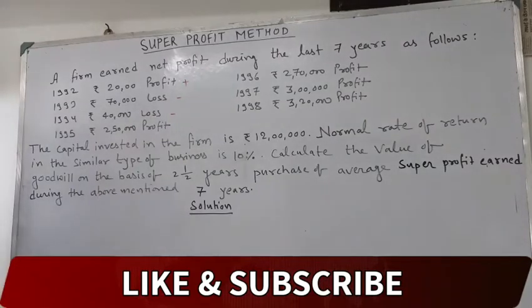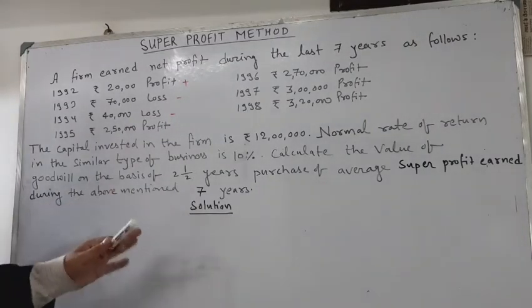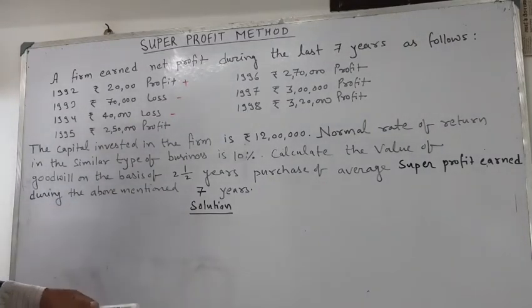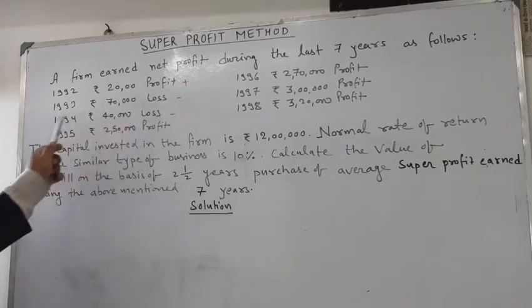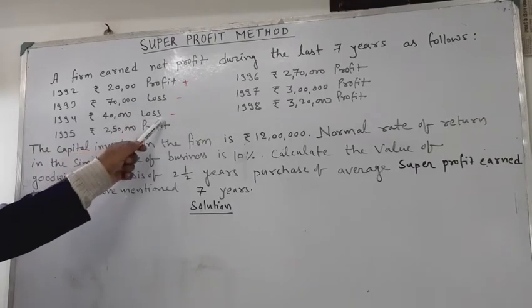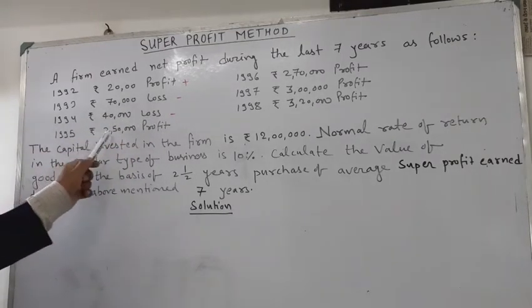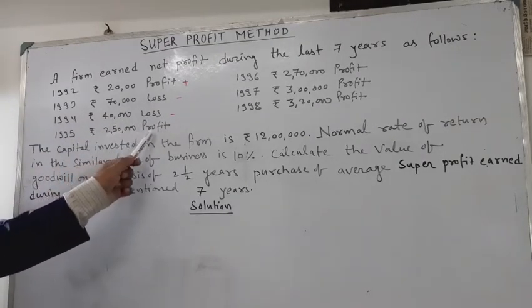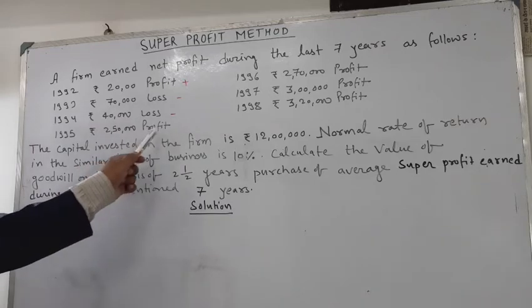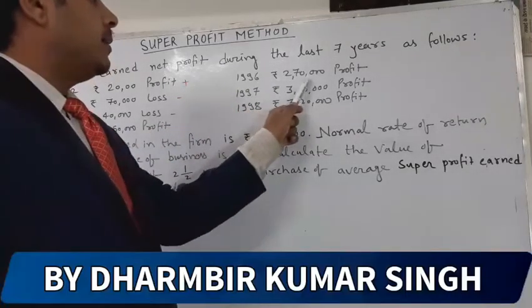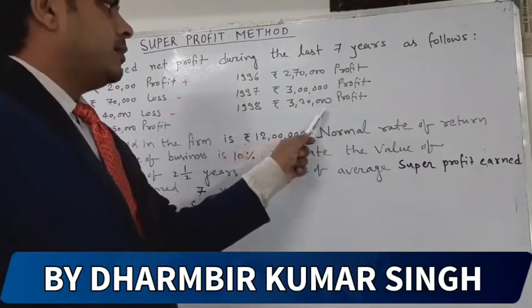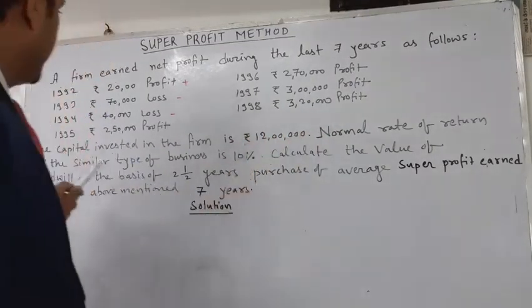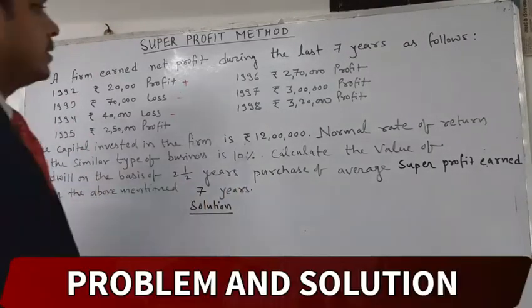Already I have discussed the average profit method and weighted average profit method. 1982: 20,000, 1983: 70,000 loss, 1984: 40,000 loss, 1985: 2,50,000 profit, 1986: 2,70,000 profit, 1987: 3 lakh profit, 1988: 3,20,000 profit. The capital invested in the firm is 12 lakh.